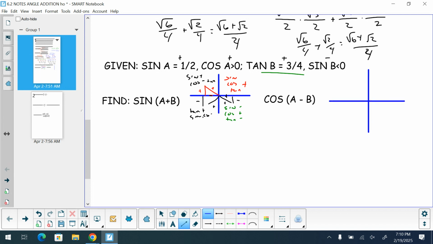The first one, both of them are positive. So angle A will put us in quadrant number 1. Sine is 1 over 2. Our good old buddy Pythagoras will tell you that's the square root of 3.